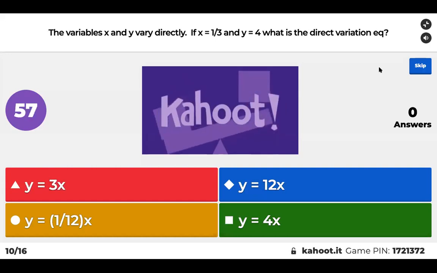This one's talking about direct variation. Direct variation is of the form y equals a times x. So you're supposed to come up with the equation. They give you an x and a y. We need to plug that in and get the equation. So essentially we need to find a and then have the equation.